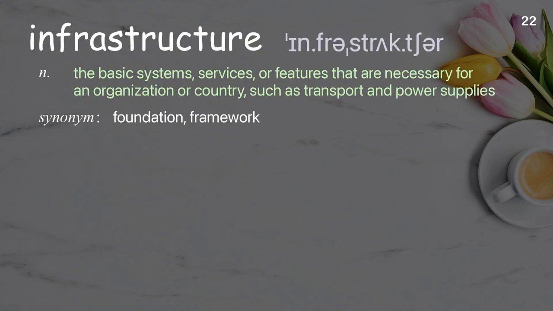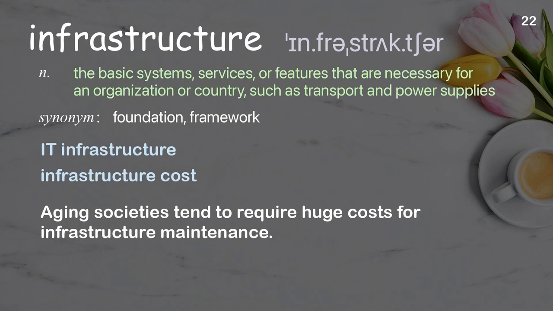Infrastructure: the basic systems, services, or features that are necessary for an organization or country, such as transport and power supplies. Examples: IT infrastructure, infrastructure cost. Aging societies tend to require huge costs for infrastructure maintenance.